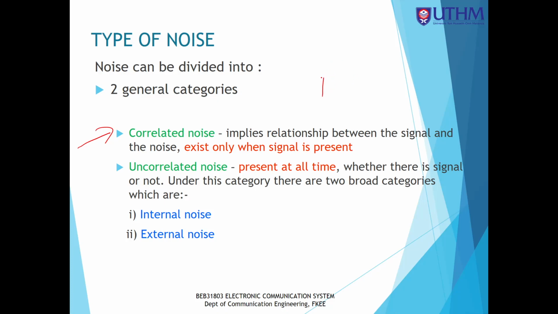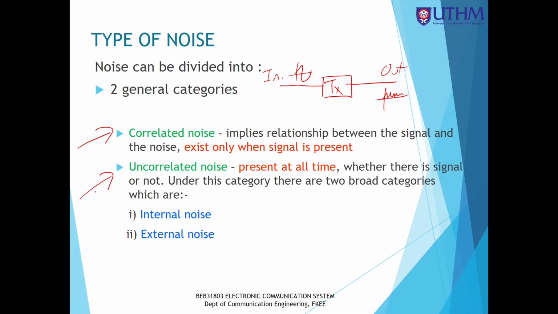For example, here is a transmitter. Okay, so if there is no input here, that means out here there is no correlated noise. If there is input over here, for example, then it will produce correlated noise. Okay, it will produce correlated noise only when there is an input.